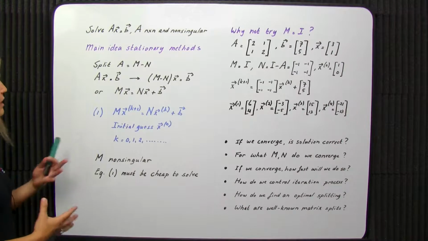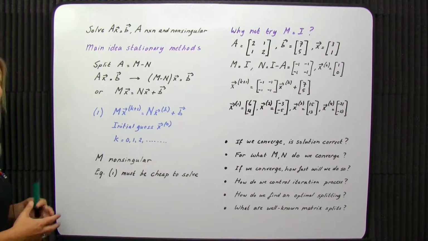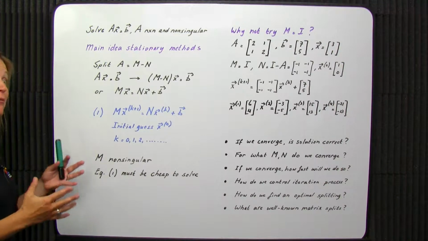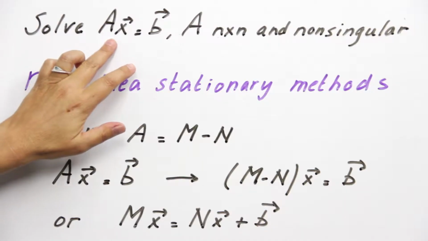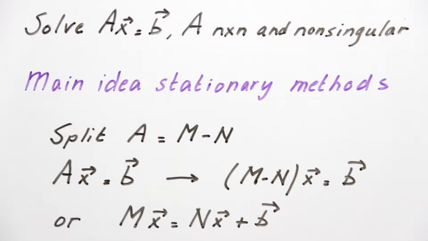Hi and welcome back. We're discussing the general idea behind stationary methods. Now, a stationary method is also called a matrix splitting method, and this will become very clear when we look at how it's set up. So we're solving a system of equations, Ax = b, where A is an n by n matrix, and of course we'll assume that A is non-singular because we'll have a unique solution x that we're aiming to compute.